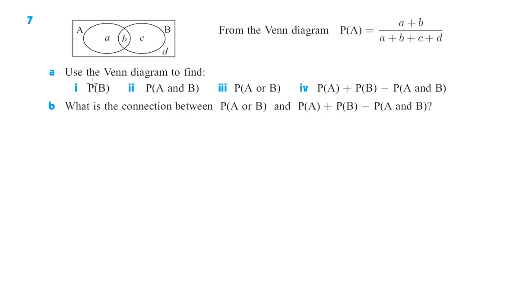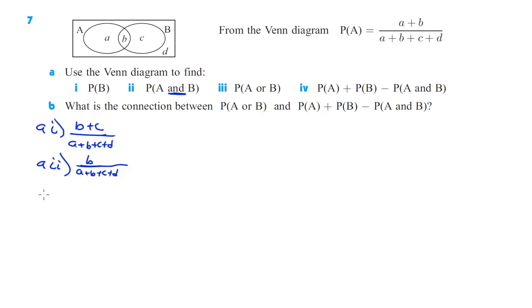Okay, use the Venn diagram to find the probability of B. So probability of B are these two here, is the B and the C. So that's going to be B plus C over A plus B plus C plus D. Okay, part 2 is going to be, what's the probability of A and B? So and means that they have to both happen, so that's going to be this middle section here. So that's just going to be B over A plus B plus C plus D. Right?